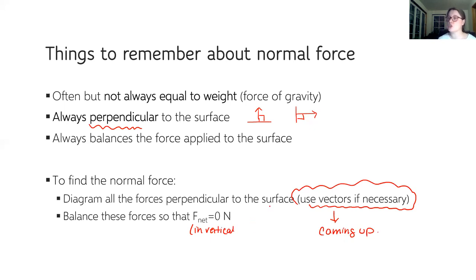I'll say vertical because usually we're dealing with vertical, but in the direction of the surface. The book is the only kind of example that we have where we're not dealing with a vertical surface.